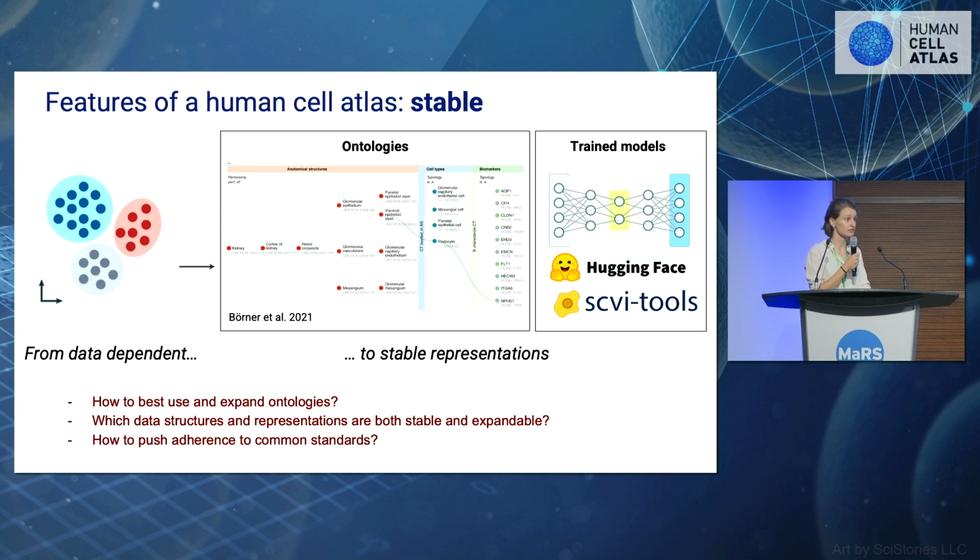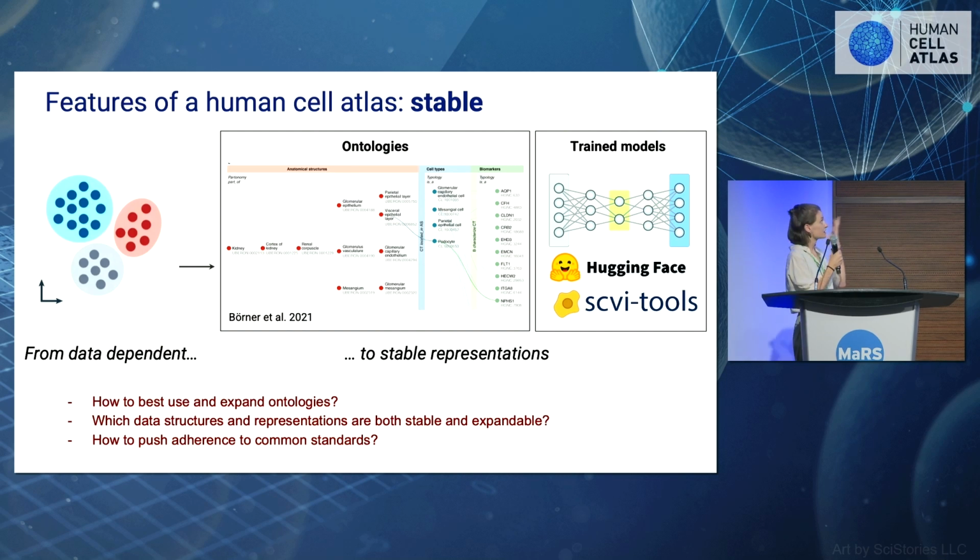So for example, if we require people to annotate their cells but also add cell ontology labels, how do we actually make sure that the community does it? And as a third feature, the atlas has to essentially be useful. And for it to be useful, it first of all needs to be usable.